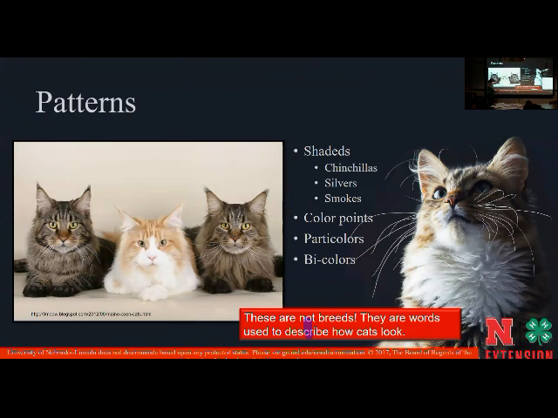In addition, we can get some patterns that would be what we call shaded colors. So chinchillas, silver, smokes, these are different shades of the same color versus being spots. They're not considered breeds. But then we also have color points, where they have points of color. If we think about Siamese cats or Himalayas, they have points of color in certain spots. Parti-colors or bicolor, which would be a two-color cat. We're going to go through some examples of a bunch of these so you can see what they should look like.